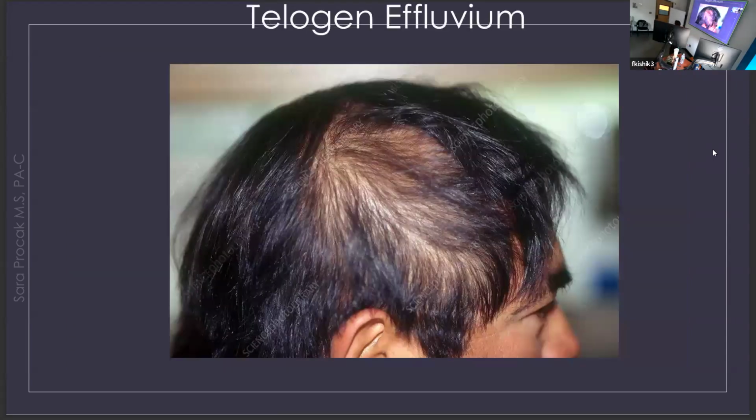Okay, telogen effluvium. Telogen effluvium is going to be temporary hair loss that can be pretty extensive in your patients.